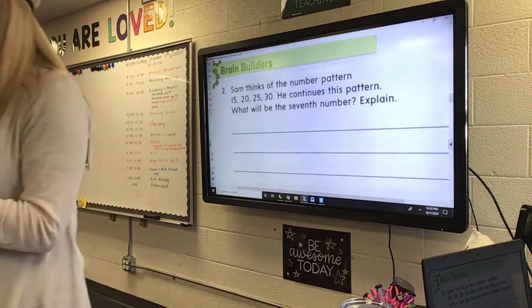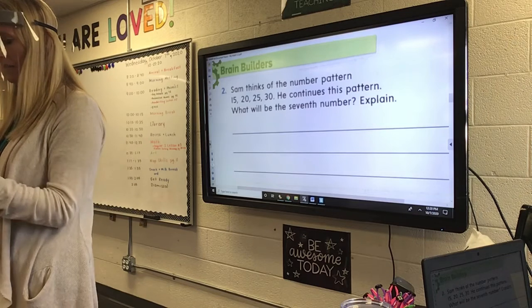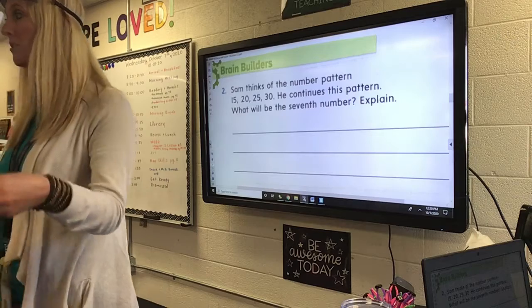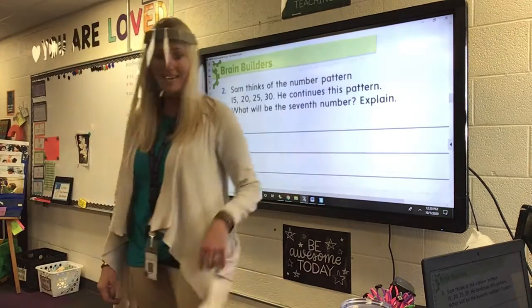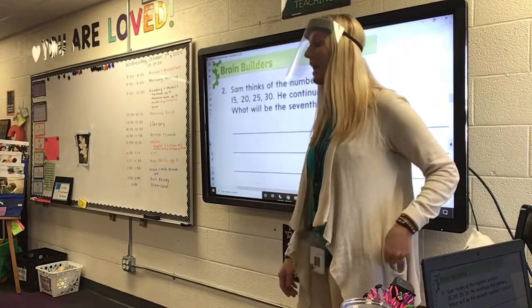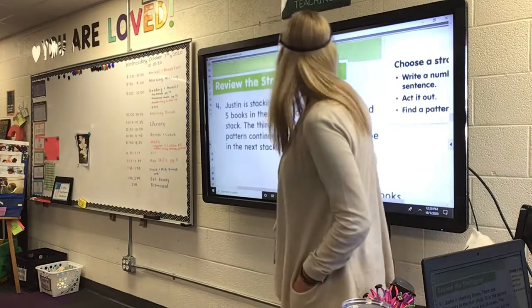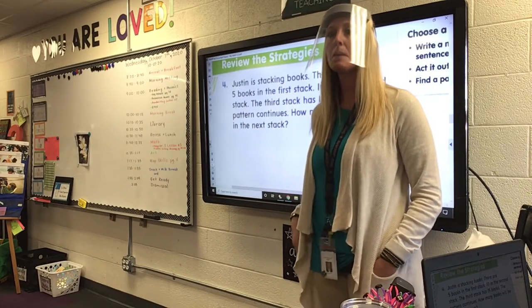Okay, now we have one last page. Flip it to the back, please. And we are going to do this page because we're going to review the strategies, okay? Because you guys will be seeing story problems a lot in second grade where we have to use these strategies. Okay, so turn to the back where you see number 4 where it says Justin.